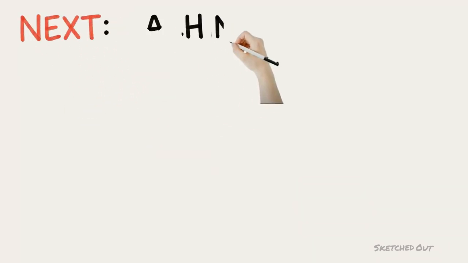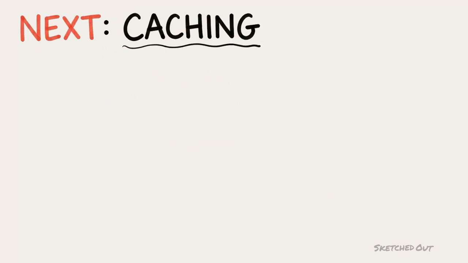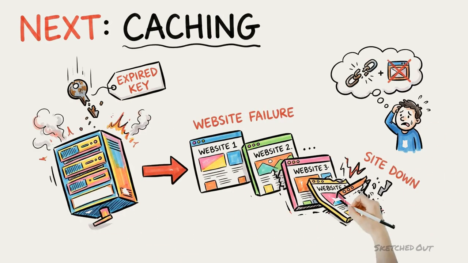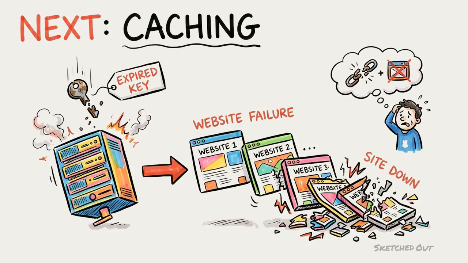Next time, we put the toolbox to work on the most common Redis job of all, caching, and I'll show you the innocent-looking mistake that once let a single expired key take down entire websites.